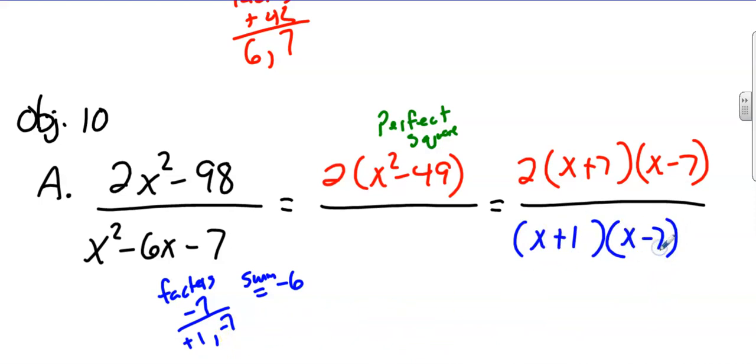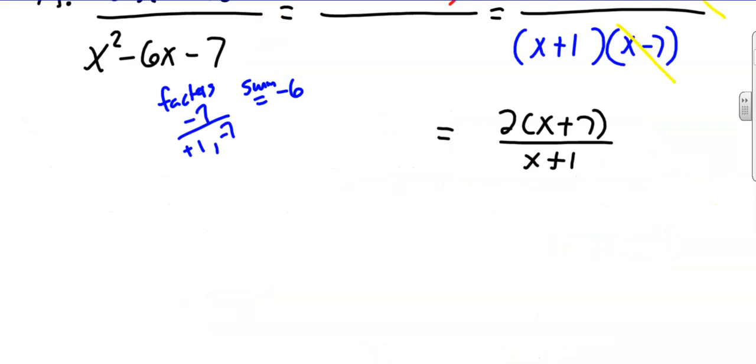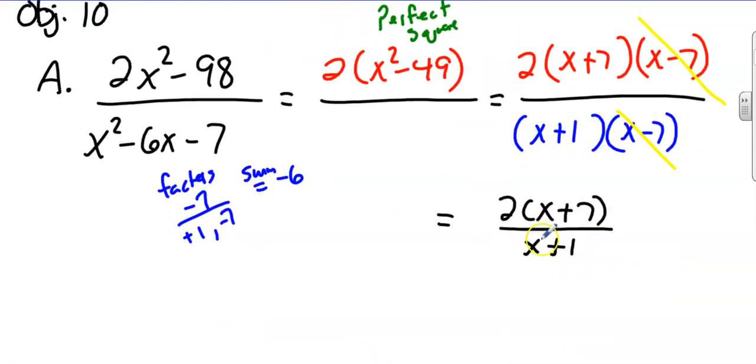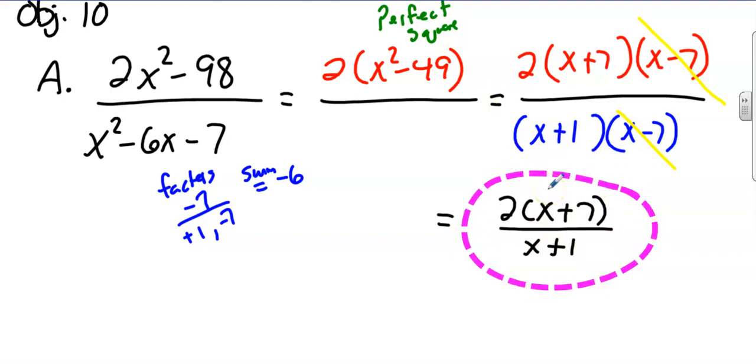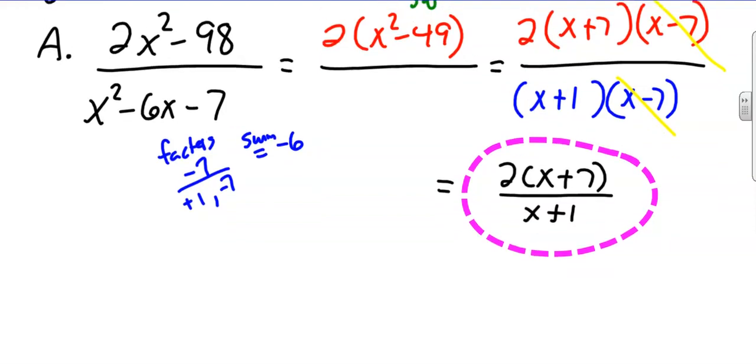So you can cancel out the x minus 7's. You get 2 times x plus 7 in the numerator and x plus 1 in the denominator. And again, with that denominator, there's not anything else around the x plus 1, so you don't have to put the parentheses there. Okay, one more of those and it'll be the last one we'll do though.